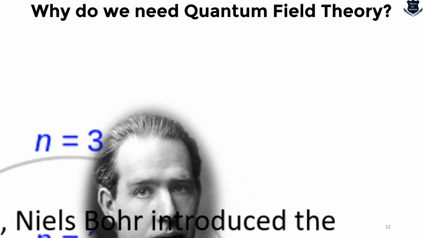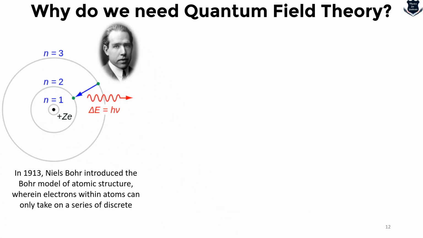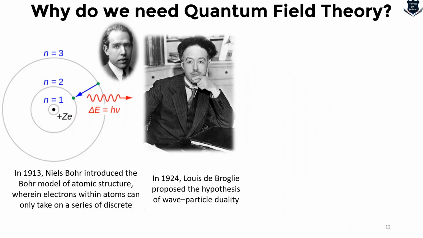As we turn the pages of history, we come to 1913, where Niels Bohr introduced the Bohr model of atomic structure, wherein electrons within atoms can only take a series of discrete rather than continuous energies, and the concept of quantization emerged. In 1924, Louis de Broglie, a student of history, proposed the hypothesis of wave-particle duality, that microscopic particles exhibit both wave-like and particle-like properties under different circumstances.